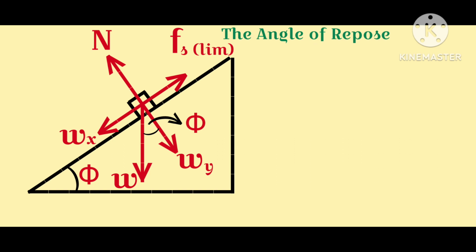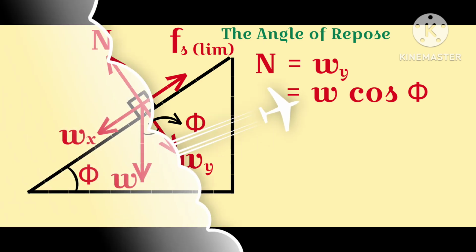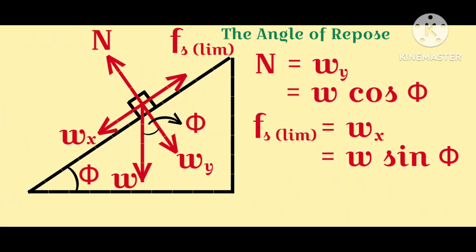Limiting force of static friction in the direction up the incline. The normal force is equal to the component of the object's weight in the direction normal to the inclined plane. On the other hand, the limiting force of static friction is equal to the component of the object's weight in the direction along and down the incline.